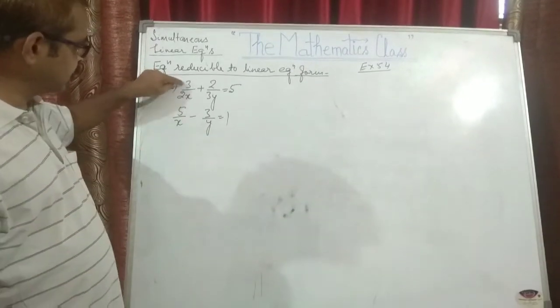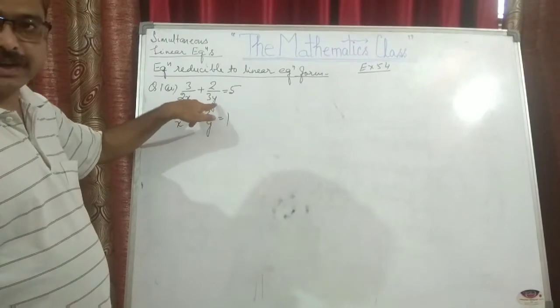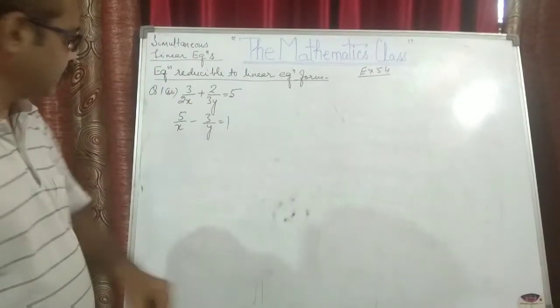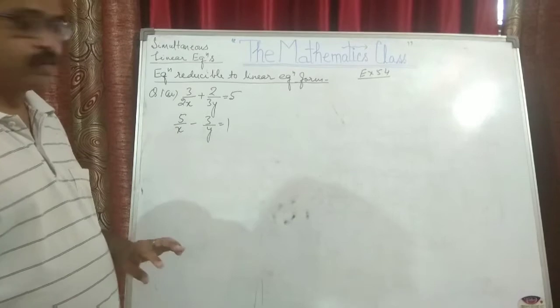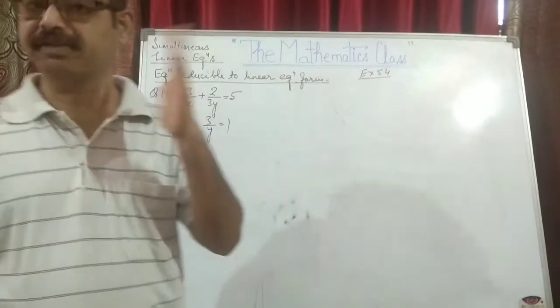Now in this you can see 3 upon 2x, 2 upon 3y, which means x and y, the variables, are in the denominator. 5 upon x minus 3 upon y. How to solve this, or how to reduce it to a proper linear equation form?